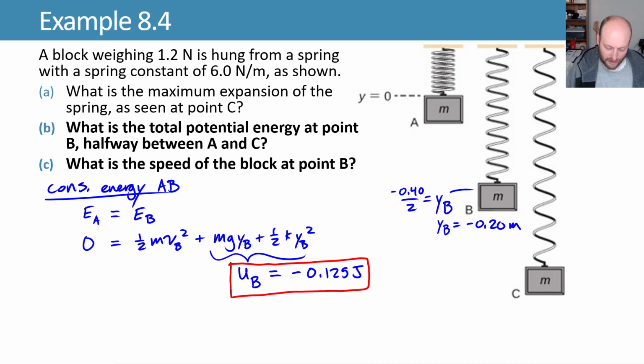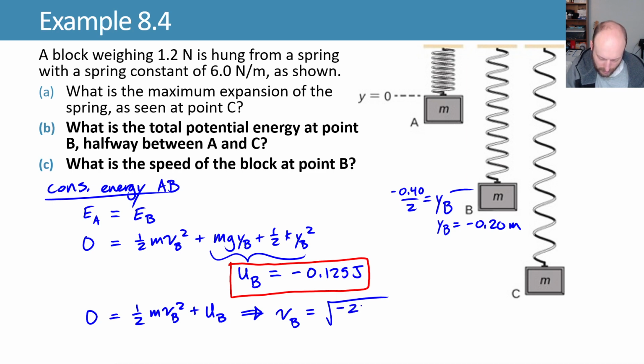Finally, we'll answer what's the speed of the block at point B. I think here, given that we know what that UB is, it's going to be easier to just write this as 1/2 m vB squared plus UB, knowing that I have a number for UB, and solve this for vB in terms of UB. I'll move UB to the other side, multiply by 2, divide by m, take a square root, and we get that vB is equal to the square root of negative 2UB divided by mg, right? Did I do that right?